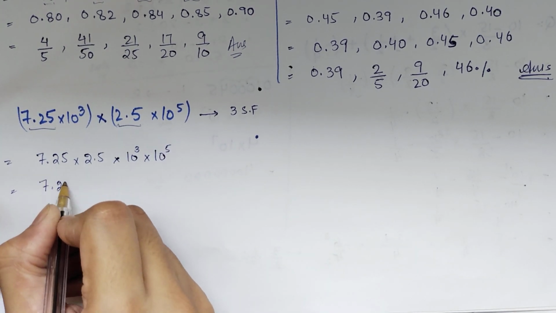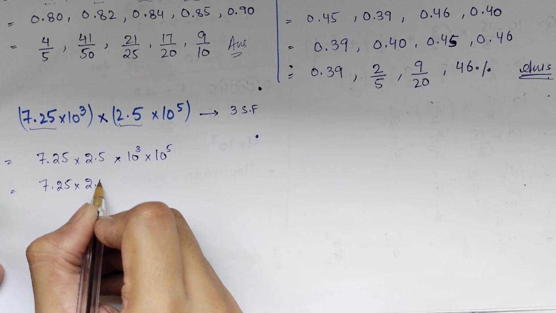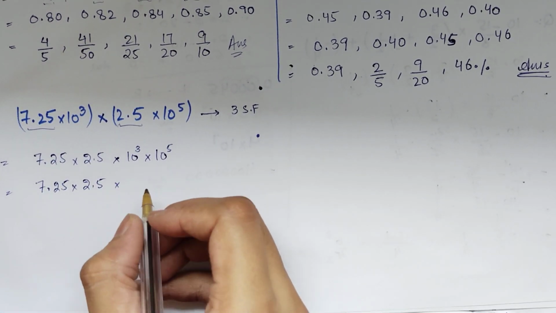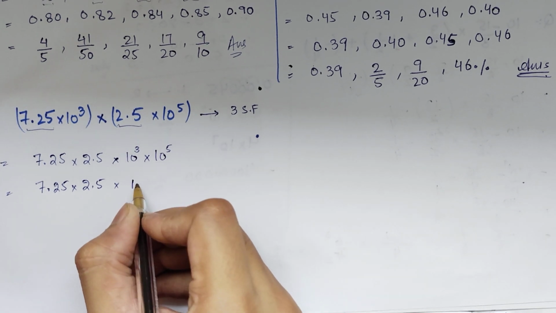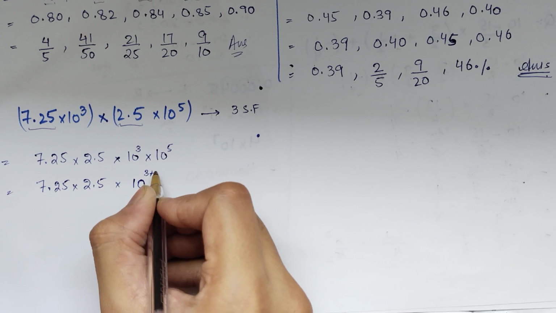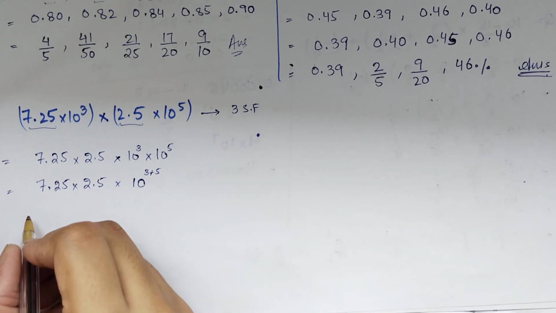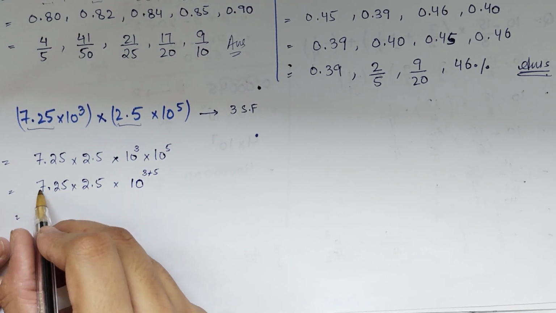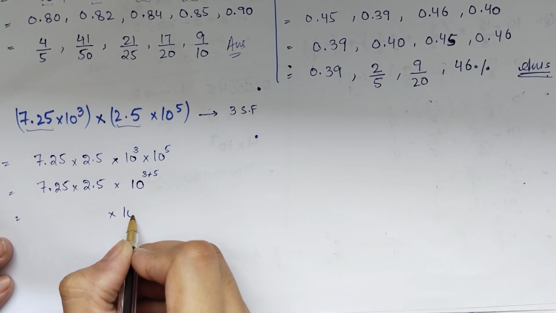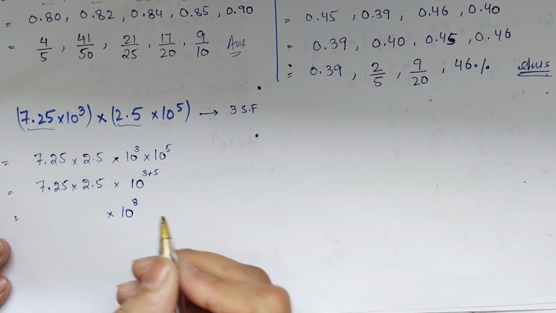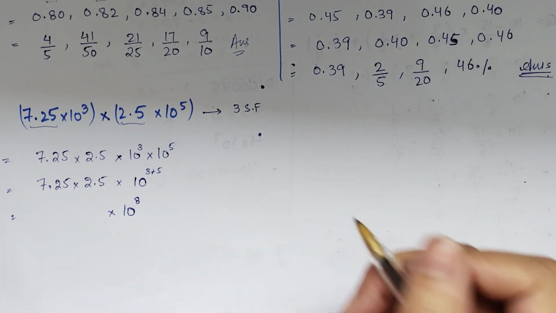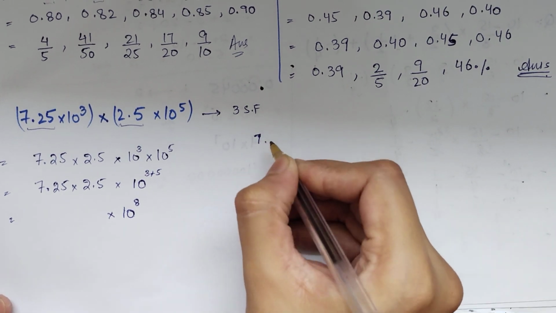Next, 7.25 multiplied by 2.5 multiplied by, both the bases are same. You know, when the bases are equal, powers should be added. Okay, so it means when you multiply 7.25 by 2.5, the power becomes 10 power 8. Okay, when the bases are same, powers should be added. Now I am multiplying here.